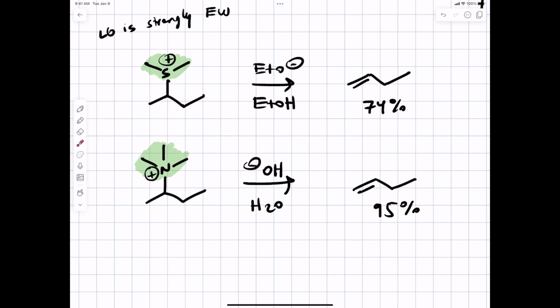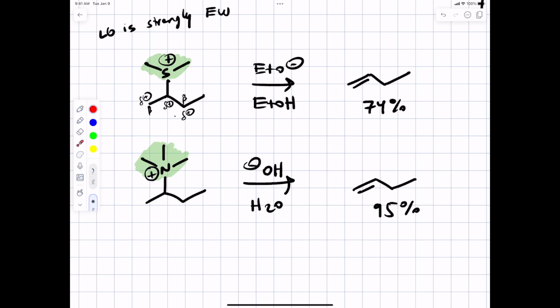And anyway, the way your text explains this is this withdrawing effect puts a substantial partial positive charge on the alpha carbon and to a lesser extent on the beta carbons, but that the more alkyl groups, so these are both beta carbons, right? The more alkyl groups you have on those beta carbons, alkyl groups are electron donating. So the presence of alkyl groups attenuates, that is, decreases the amount of partial positive charge you have on the beta carbon, and that makes the beta proton less electrophilic, less prone to being attacked.